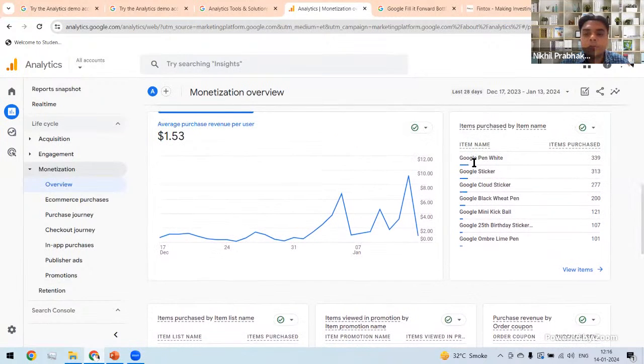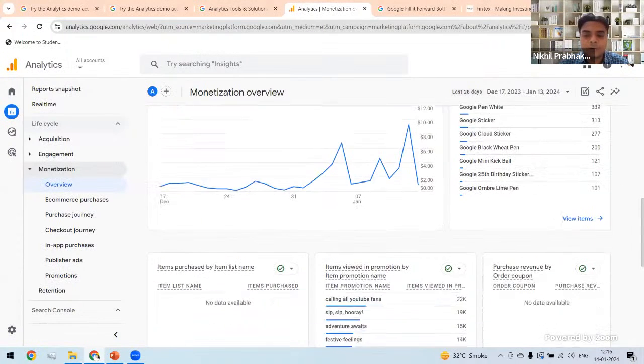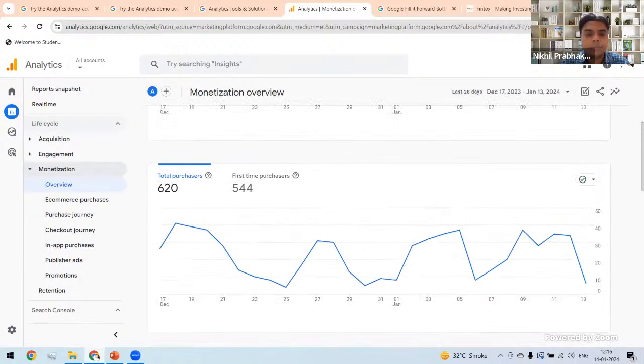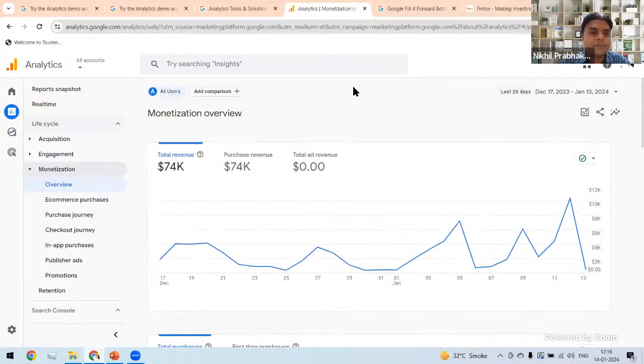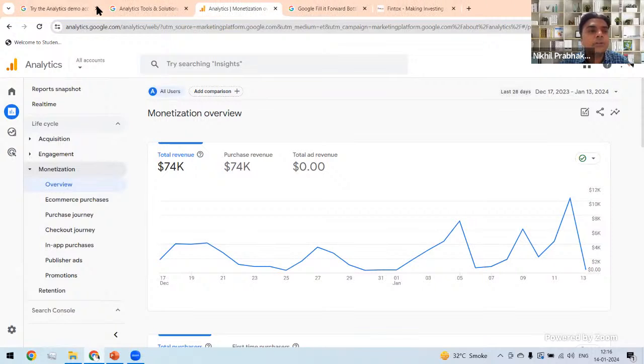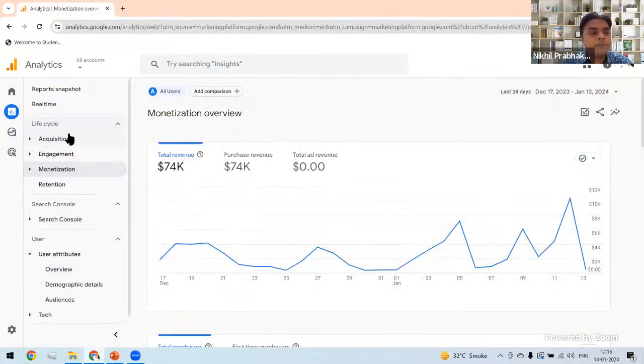What are they purchasing? Google Pen White, Google Sticker, Cloud Sticker, and so on and so forth. So you can also see what people are buying, and this is quite critical information. Correct. So this account you guys can also use. It's a demo account. So if you get time, go through this, explore the various facets of Google Analytics. Otherwise, what I've explained to you is good enough. You have as a summary the real-time report, acquisition, engagement, and monetization.